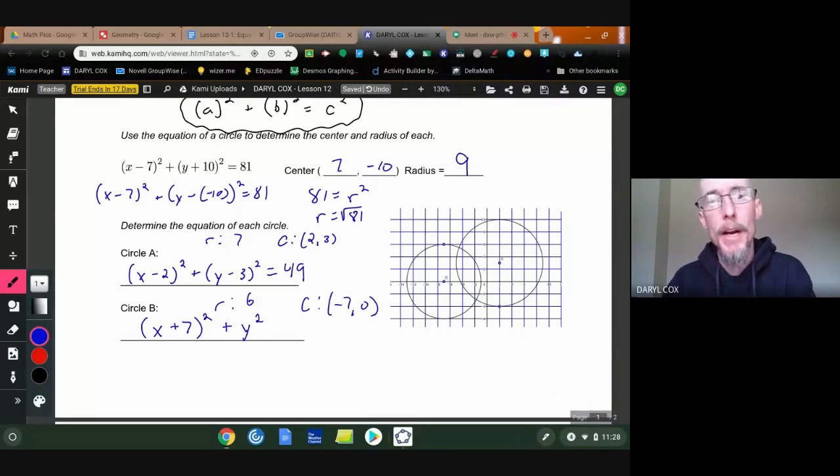You don't have to write y minus 0 squared. If you did, that's fine. I'll accept that. But you can write just y squared. And then, of course, 6 squared is 36. There's the equation of my circle.